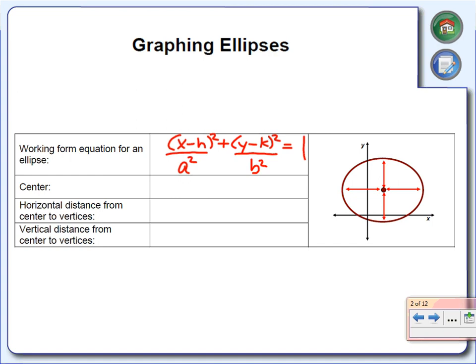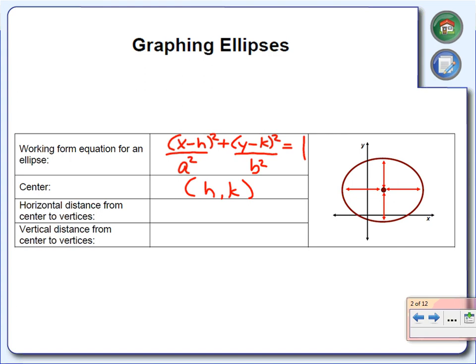Now, just like yesterday, the circle has a center. Well, so does the ellipse. It also has a center. And that center can be found by (h, k). Just like we did yesterday, the center of a circle is (h, k). (h, k) is also the center of our ellipse. But here's where it's going to get a little different.